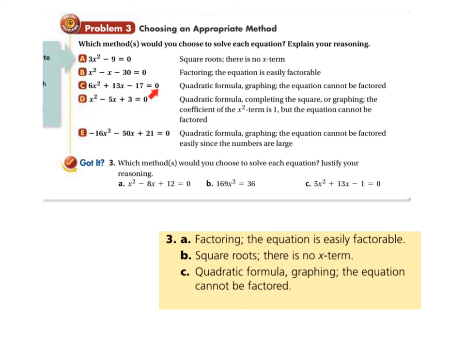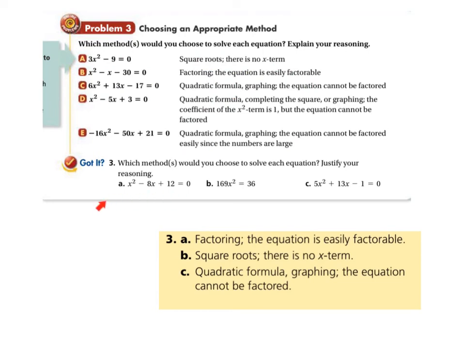Quadratic formula. This one, quadratic formula. You could complete the square. You could graph it if you want to. It cannot be factored, though. So, again, I always go to quadratic formula. And then this one, quadratic formula looks like it's going to be the best since you're not going to be able to factor it. And graphing it would be kind of a pain, I think, but you could still do that if you really wanted to.